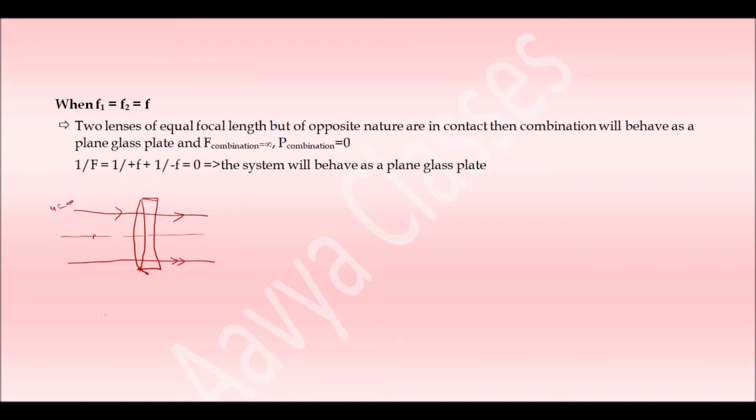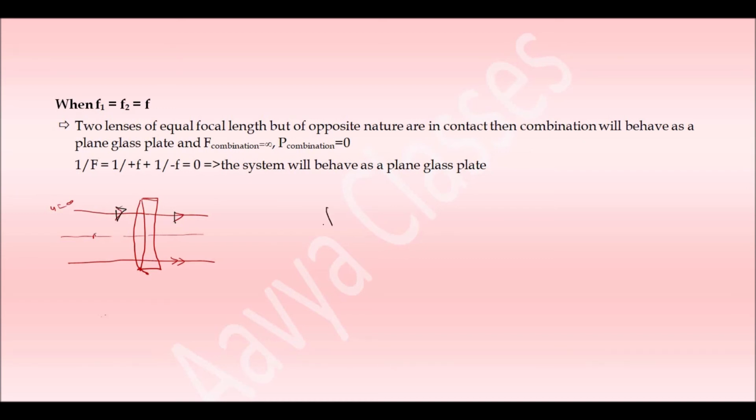When two lenses are of equal focal length but of opposite nature, and they are placed in contact with each other, then the combination will behave as a plain glass plate. If you see this figure, the combination behaves as a plain glass plate, as the parallel beam of light coming from infinity will move undeviated. Clearly in this case, the focal length of the combination is infinity and the power of the combination is equal to 0. They will neither converge nor diverge the light ray.